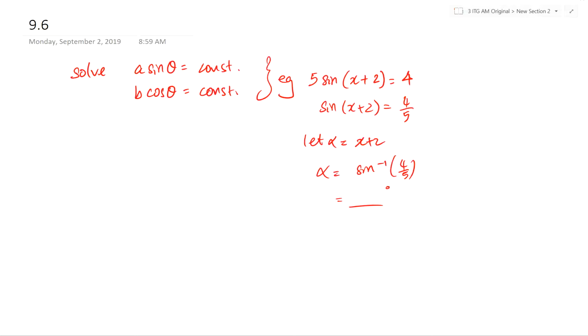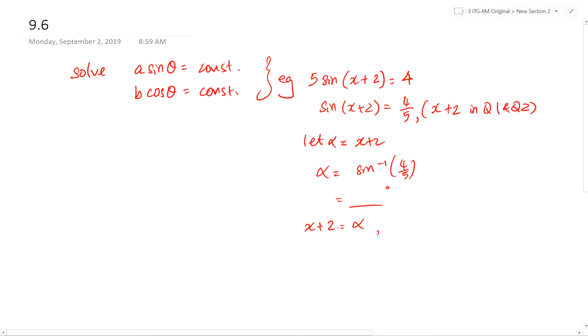Have you found the quadrant yet? What's the quadrant? Quadrant 1 and 2. Okay, to complete a sentence, because when I say quadrant 1 and 2, you don't know what we are talking about. We are saying that x plus 2, in quadrant 1 and quadrant 2. So we have x plus 2 is equal to whatever the alpha is over here. Just copy it down.